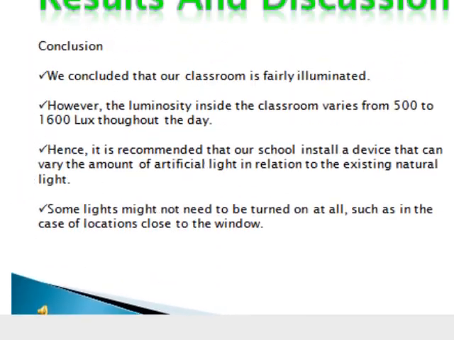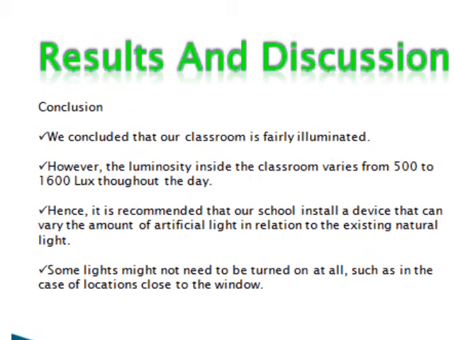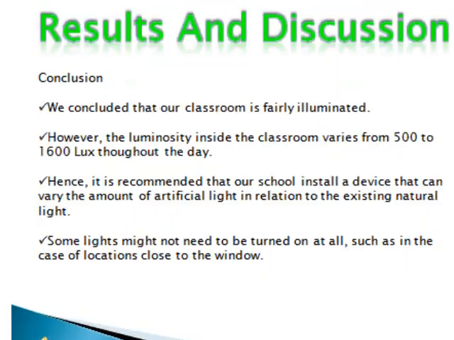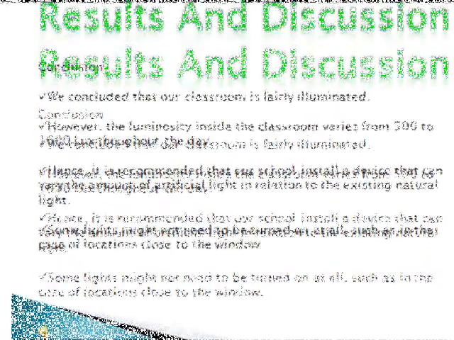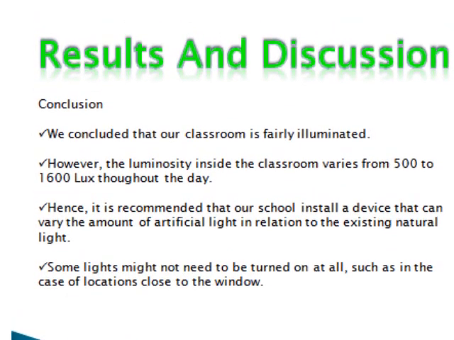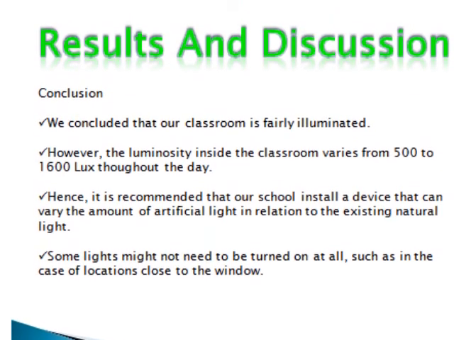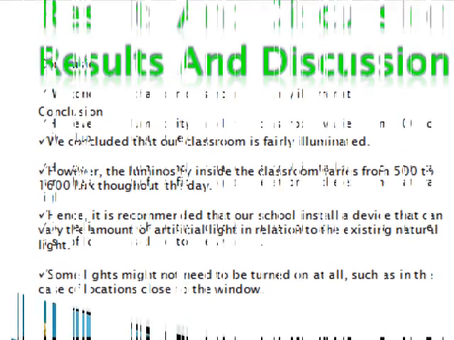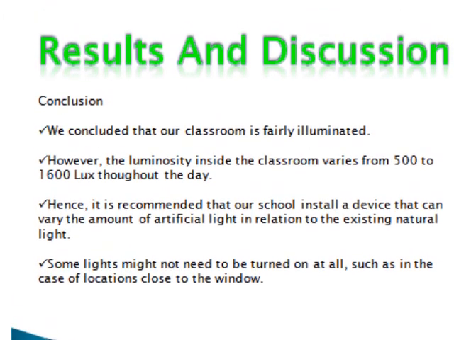We have concluded that our classroom is fairly illuminated. The luminosity inside the classroom varies from 500 to 1600 lux throughout the day. Hence, it is recommended that our school should install a device that can vary the amount of artificial light in relation to the existing natural light, because some lights need not be switched on at all, and some need to be switched on the whole time.